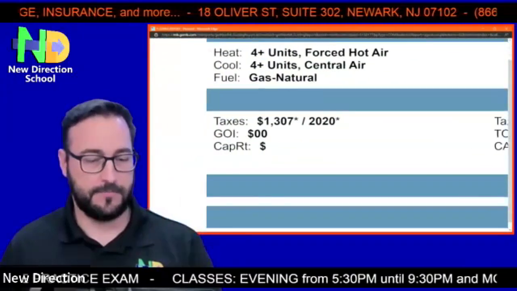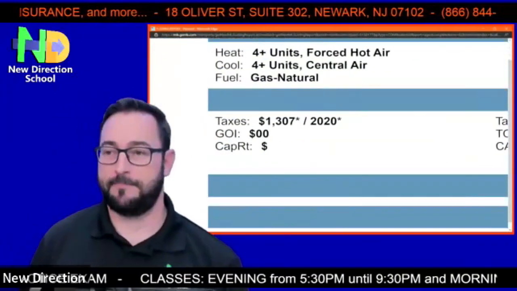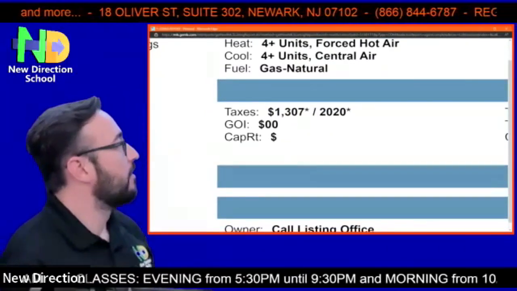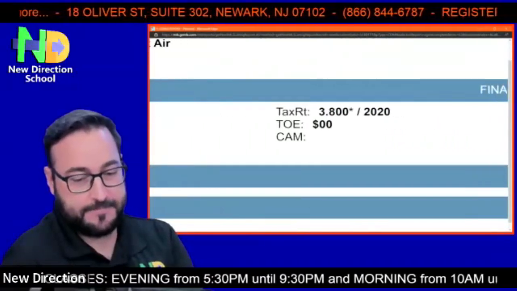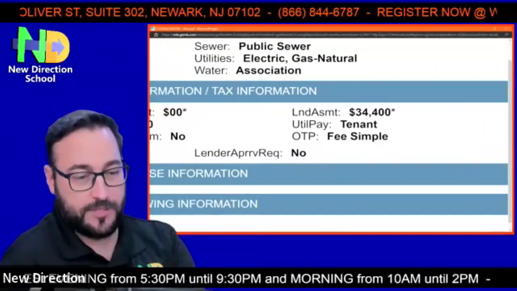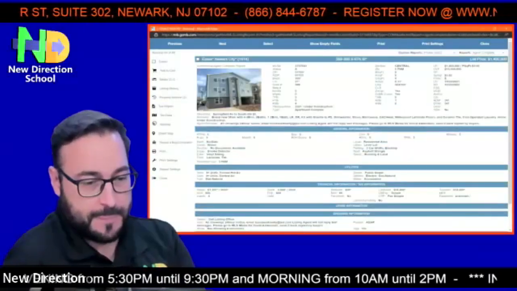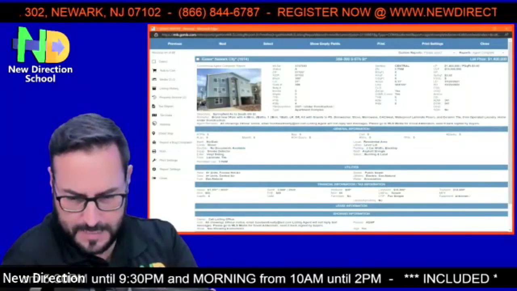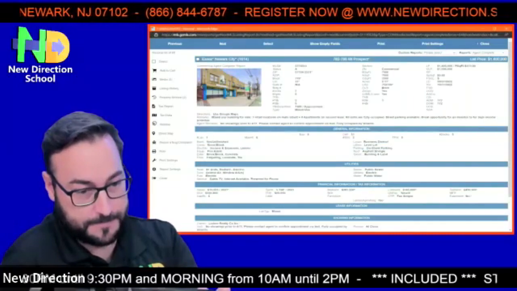This one, yep. Can you see what the problem is? Nothing. But it appears to be land only, so I guess that's what's being sold. Even though it says 5 units, maybe new construction, I don't know.